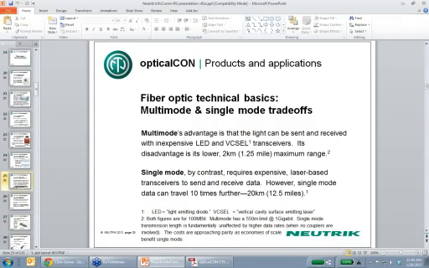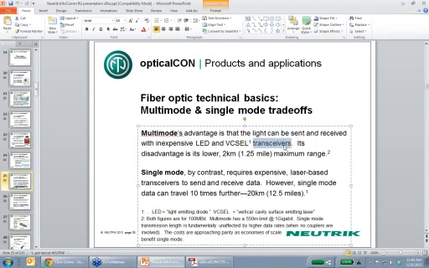Multimode has some tremendous advantages. One is that the light can be sent with these very inexpensive transceivers. Remember, a transceiver is a device which is copper on one end, or electrical on one end, and optical on the other end. It's transceiving. It's changing that signal from an electrical signal to an optical signal. So multimode's advantage is it can use this really inexpensive transceiver.